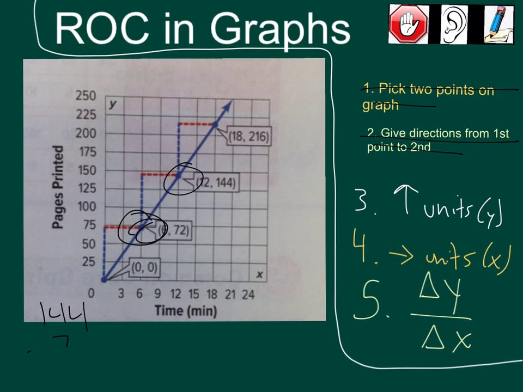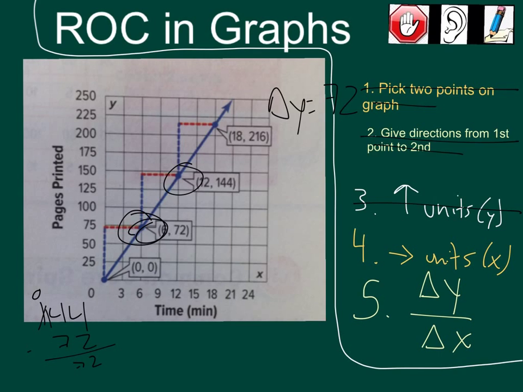144 minus 72. And I get 2, borrow 7, I get 72. So my change in y is 72. Then I need to look for my change in x.